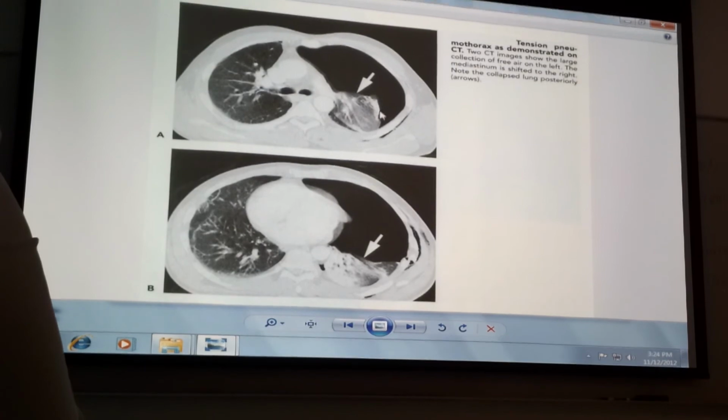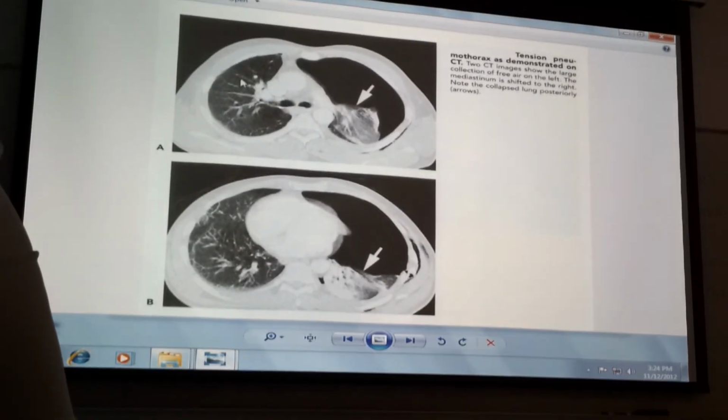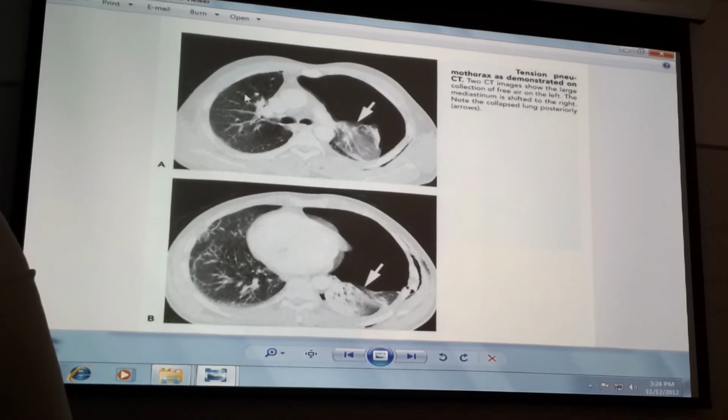Okay, look at this. You know that there's a collapsed lung here, right? You definitely know there's a collapsed lung here. Look at the right side here. Now this is a CT of the chest. The patient's lying on the back.